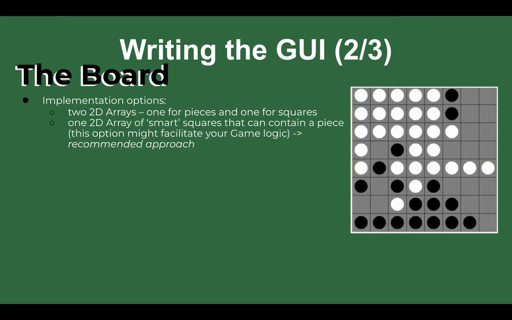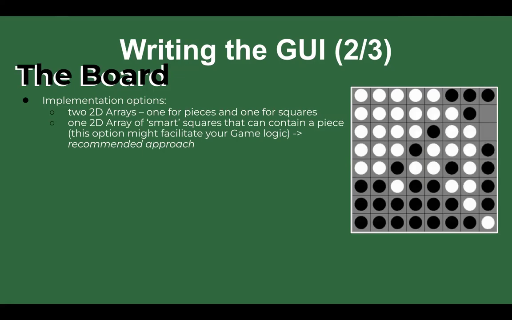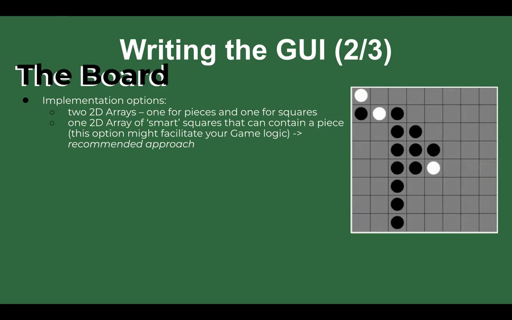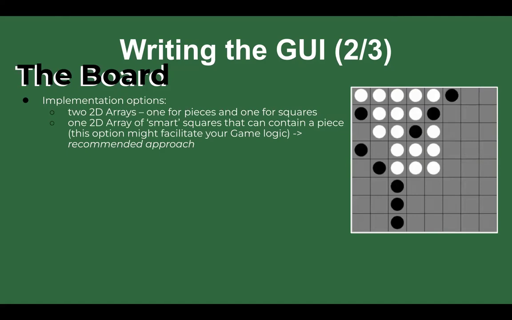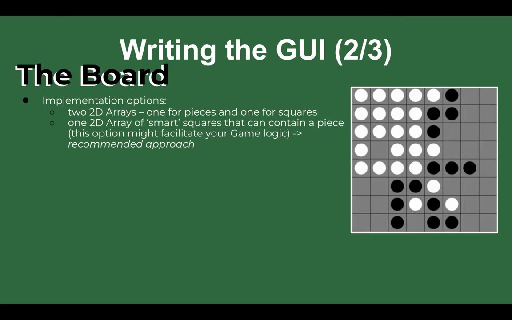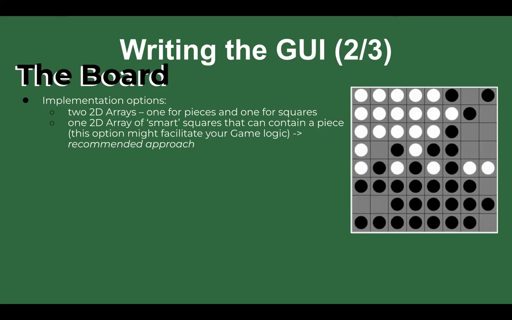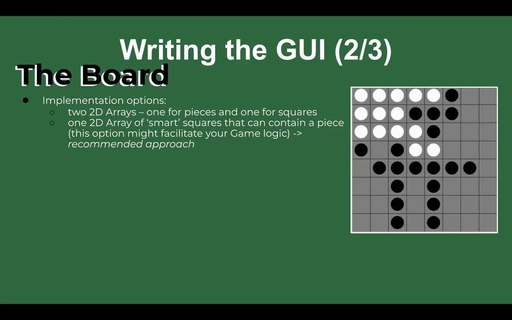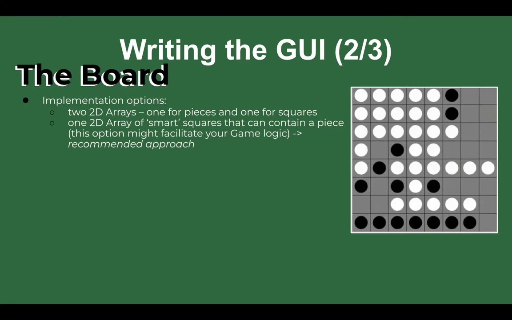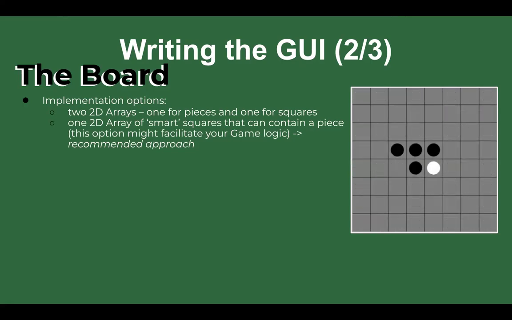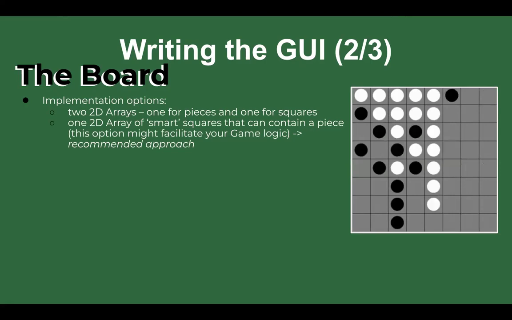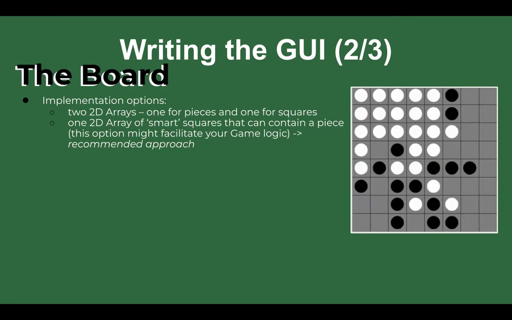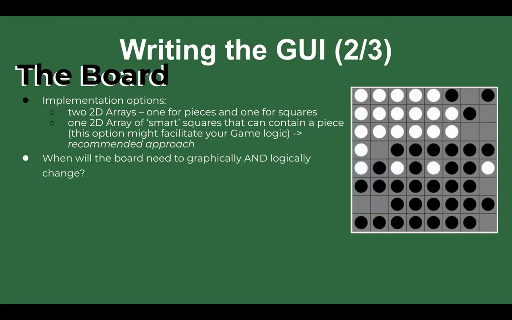And then another option, and this is our recommended approach, is that you just have one 2D array. So it simplifies it. You don't have to worry about having two whole separate 2D arrays that you have to change every time you want to add a piece to the board or flip a piece or whatever. But just have one 2D array of smart squares. And these squares will both be the squares that you see in the back of the board and have the ability to contain a piece in the middle of them. So I think this makes your game logic a little bit easier because you only have one data structure that you have to worry about looping through and changing. So this is why we recommend it, but there's plenty of different options that if you feel a lot more comfortable with the other one, feel free to choose it.